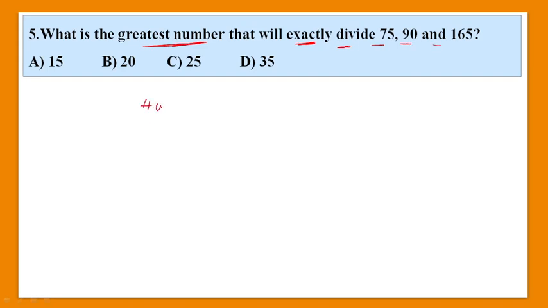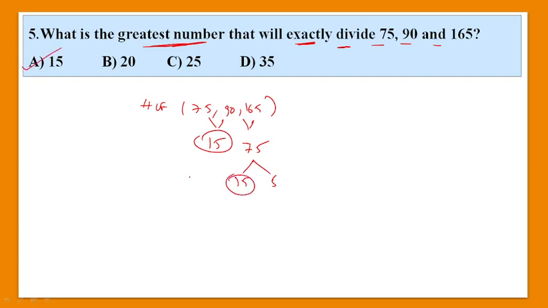So in this also we need to find the HCF here. HCF of 75, 90, 165. So what is the difference here? The difference is 15. And what is the difference here? The difference is 75. So this 75 can also be written as 15 into 5. So the greatest number will be 15 here. So the HCF of these numbers will be equal to 15.